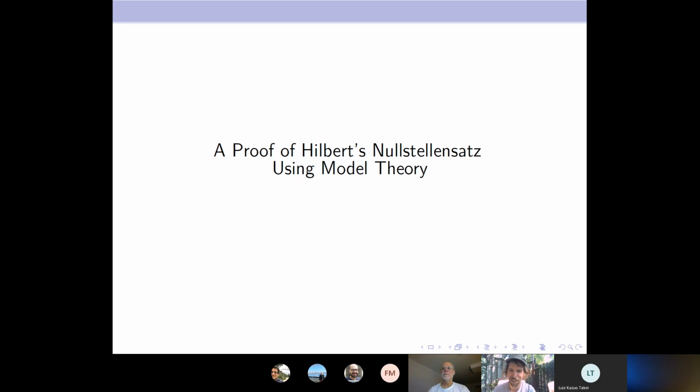The final objective is to prove the Hilbert Nullstellensatz, which belongs to the cornerstone of algebraic geometry. But here we use a very different way to prove it. We use model theory to prove it. Model theory is also new to me.